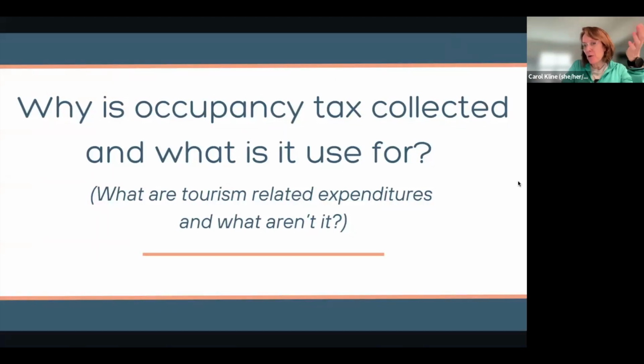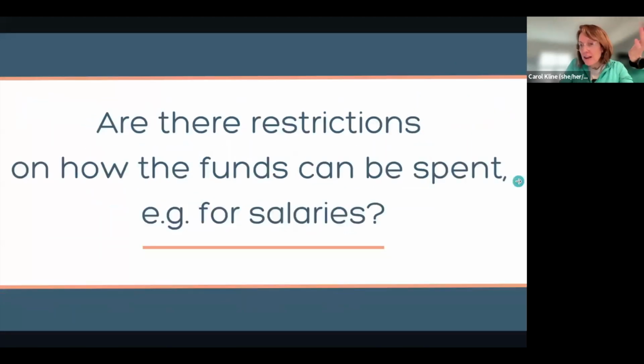Okay, so you mentioned salaries, you mentioned all the things we could spend it on. I guess I have a two-part question. Are there restrictions on how they could be spent? What's to keep me from paying myself all 100% of the occupancy tax collected for my salary?